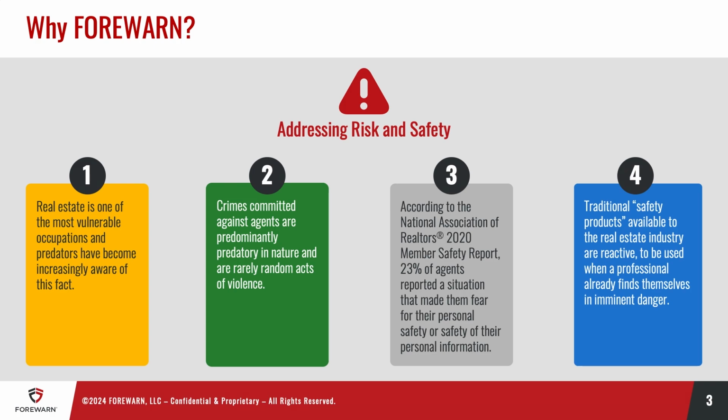Traditional safety products available to the real estate industry are reactive, meant to be used once a professional already finds themselves in danger. A great example of a reactive product would be iPhone users. You can press the lock button on your iPhone 4 or 5 times in a row and it will set off an SOS signal, which is great. But it does take on average about 5 to 8 minutes for a police officer to reach you. And unfortunately, when you're already in danger, a lot can happen in that 5 to 8 minute time frame.